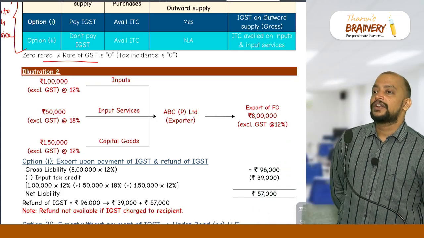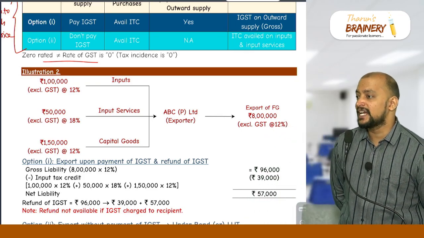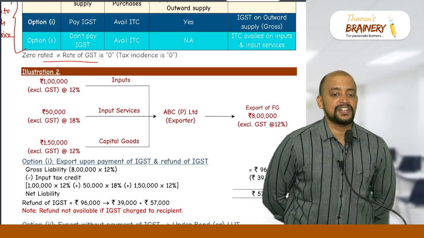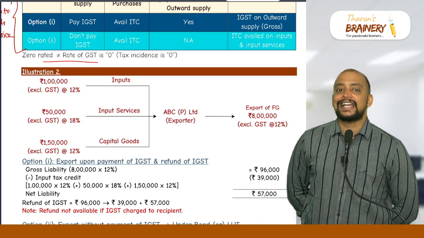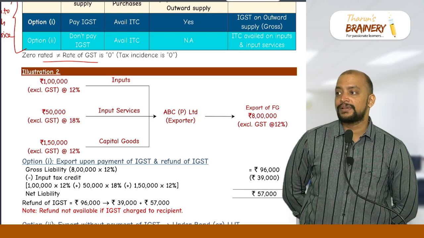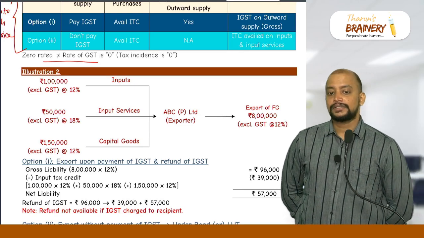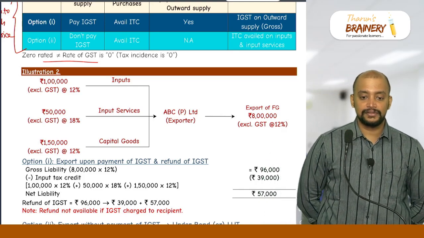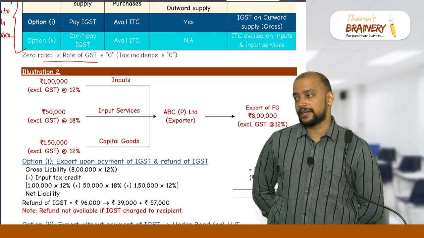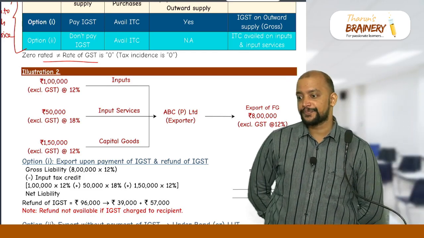39,000, you adjust from 96,000. Now you will get one number as balance. How much? 57,000. What is the name of that 57,000? Net liability or net GST payable. That is not refund. That is a net GST liability. Now, how much is the refund that you will get?